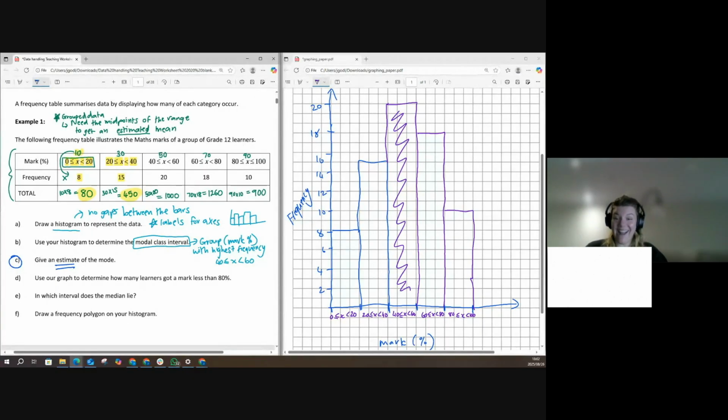Aha, Yanda and Uya coming in strong. Yes, exactly. We're going to take our modal class. We're going to add them together and we're going to divide by 2 because it's an estimate. So we're going to take the modal class, the 40 and 60, so the lowest and highest part of our modal class. We divide it by 2 and we get 50.